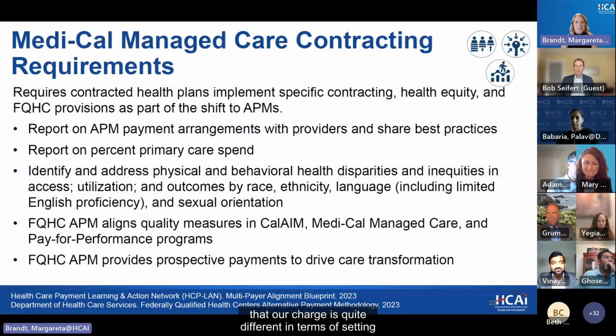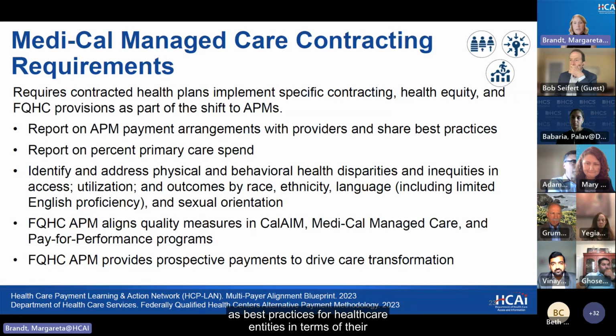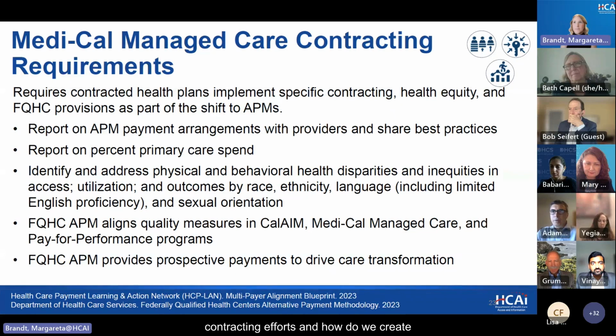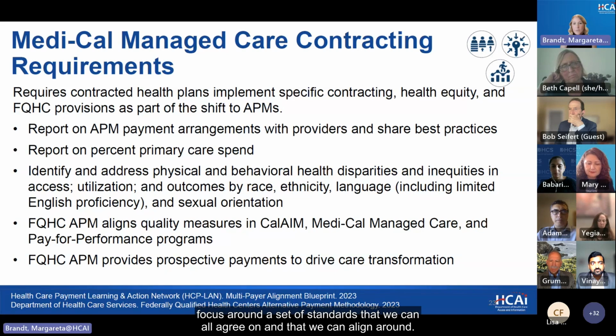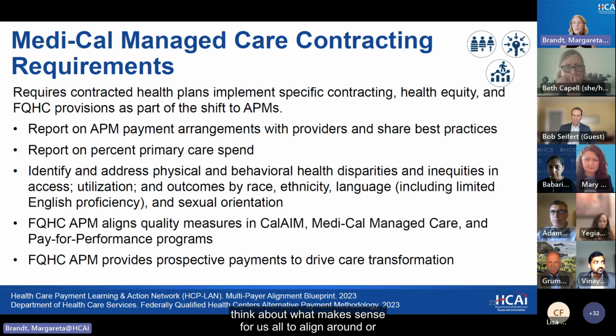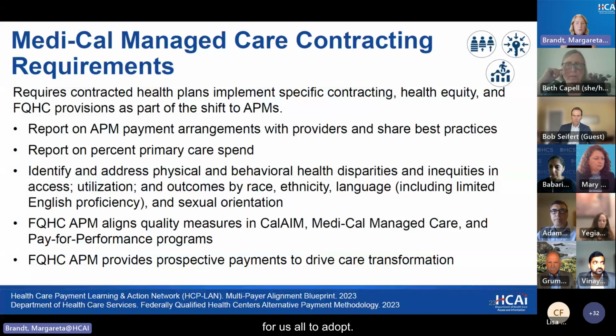Our charge is quite different, in terms of setting standards for alternative payment models that can be used as best practices for healthcare entities in their contracting efforts, and creating some coordination or focus around a set of standards that we can all agree on and align around. But I think we really want to learn from the other state agencies and think about what makes sense for us all to align around or adopt.